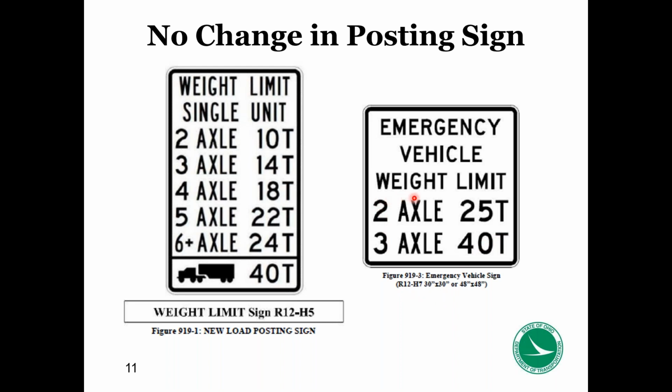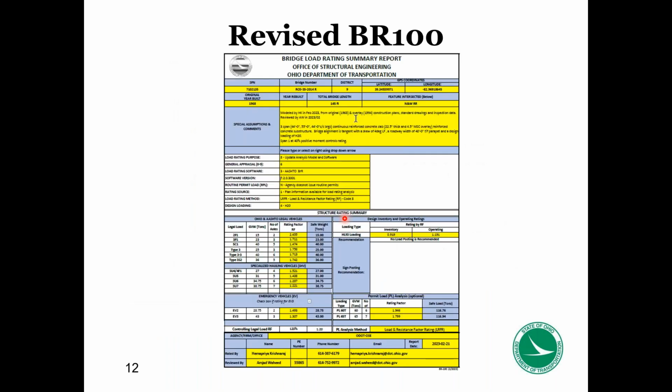If any bridge is good enough to carry the legal loads, but cannot carry the emergency vehicles, which are very heavy vehicles, then we post the bridge with the sign for emergency vehicles. So these are the 2 signs. There is no change, and we're going to continue to post these 2 signs over bridges. So this is the revised BR100. Let's see if I can zoom in further.